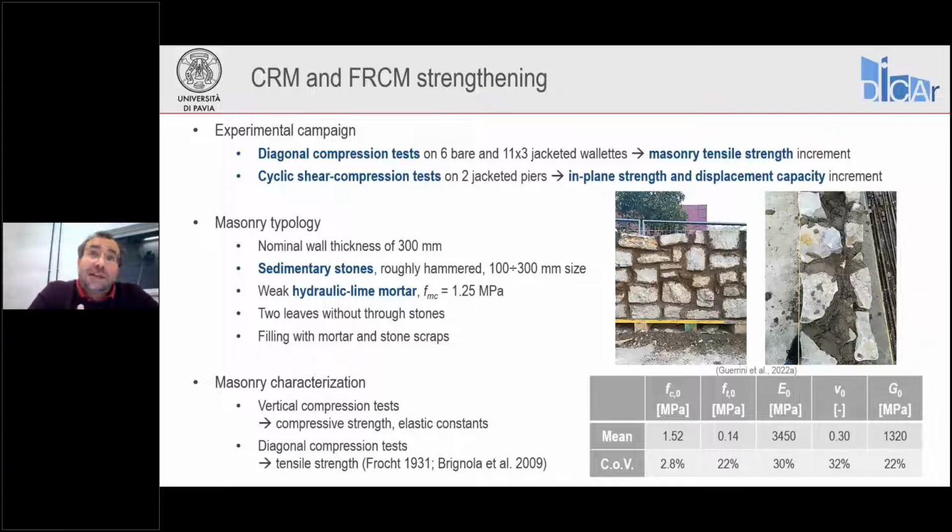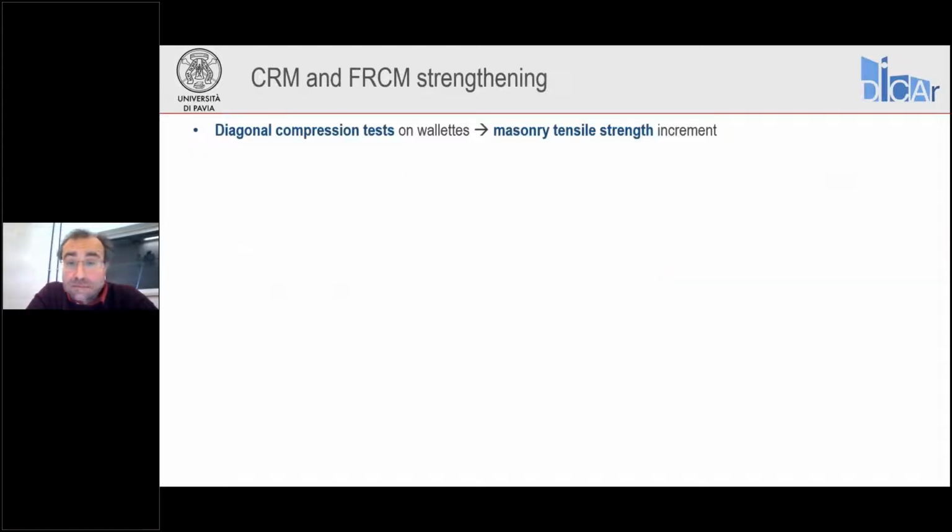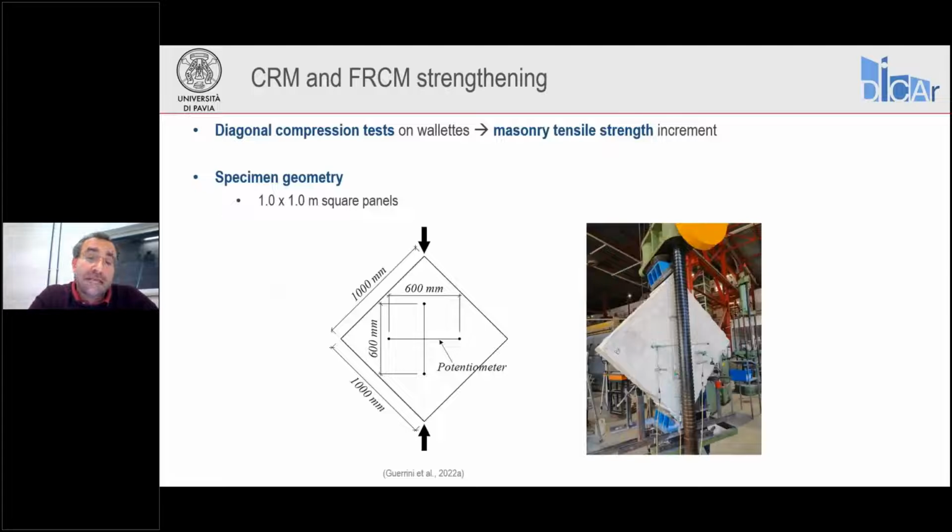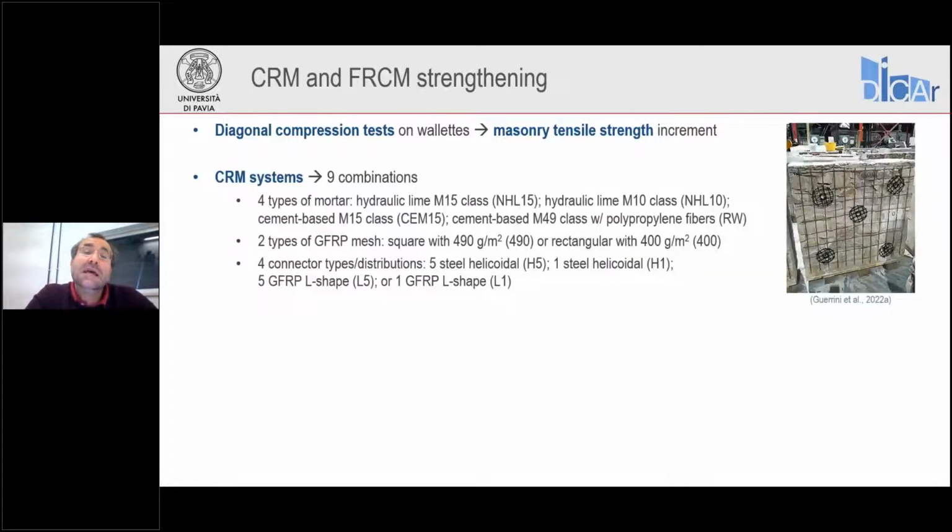So then we can express the equivalent increment of tensile strength from the diagonal compression test with reference to this f_t0 of 0.14 megapascals of tensile strength of the bare stone masonry. Diagonal compression tests were performed on 1 by 1 meter square specimens loaded in compression along a diagonal, and we were able to record the maximum force resisted by the specimens.